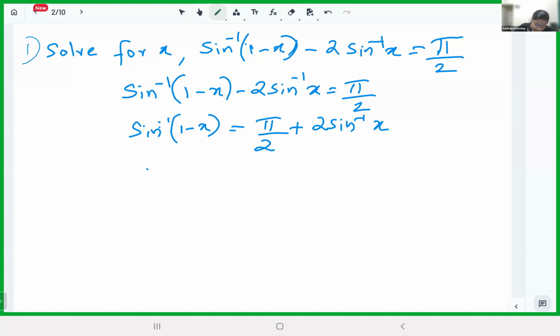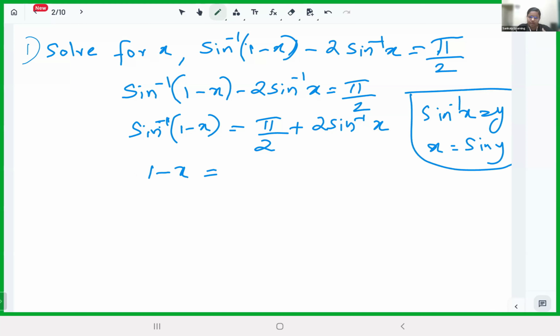So what will it be? 1 minus x equal to the sine, when you take the inverse to the other side. If sine inverse x is equal to y, we can write x as sine y. So if I take sine inverse to the other side, it will become sine of pi by 2 plus 2 sine inverse x.